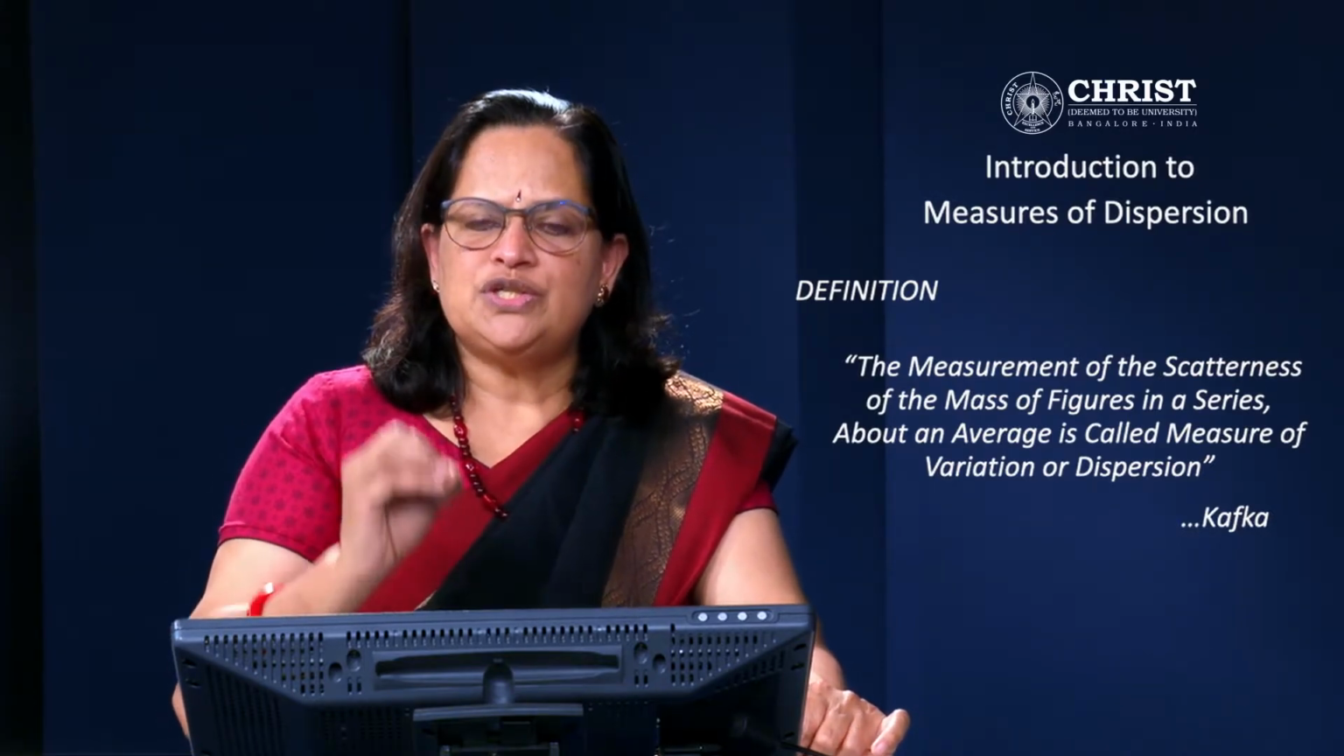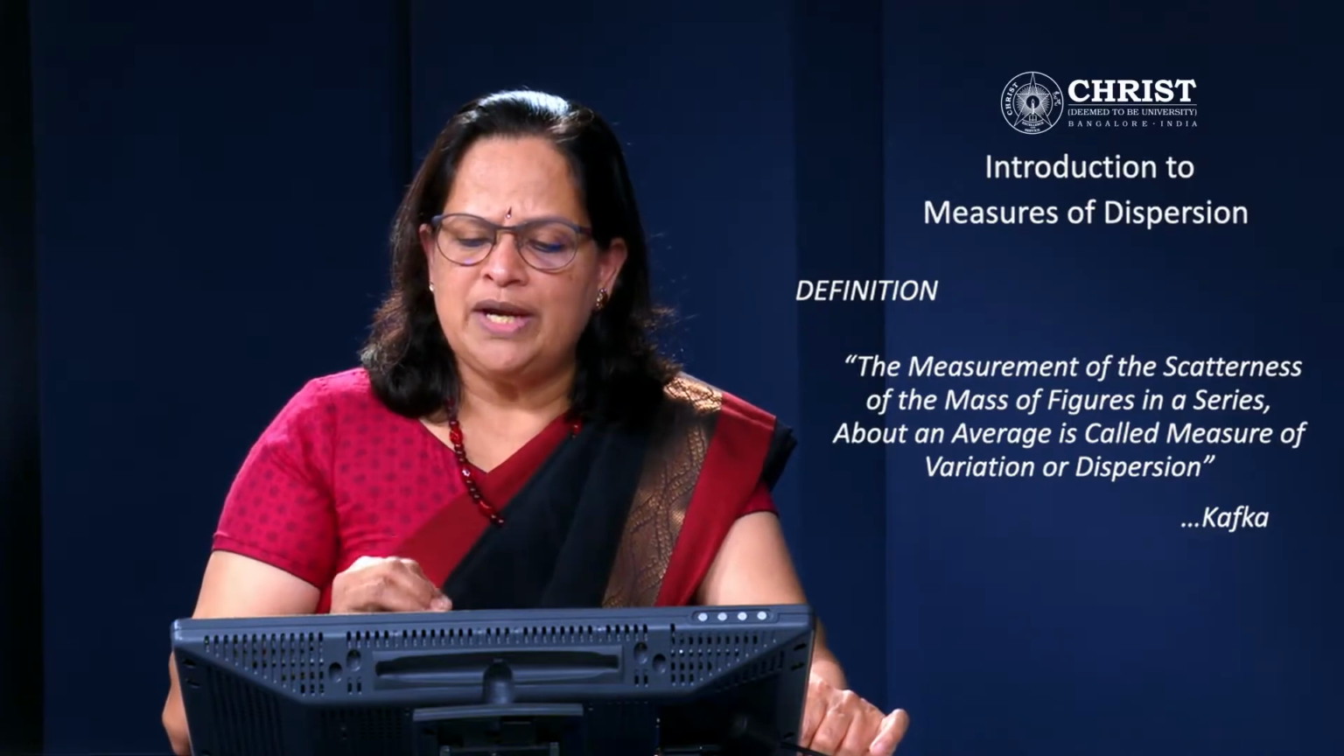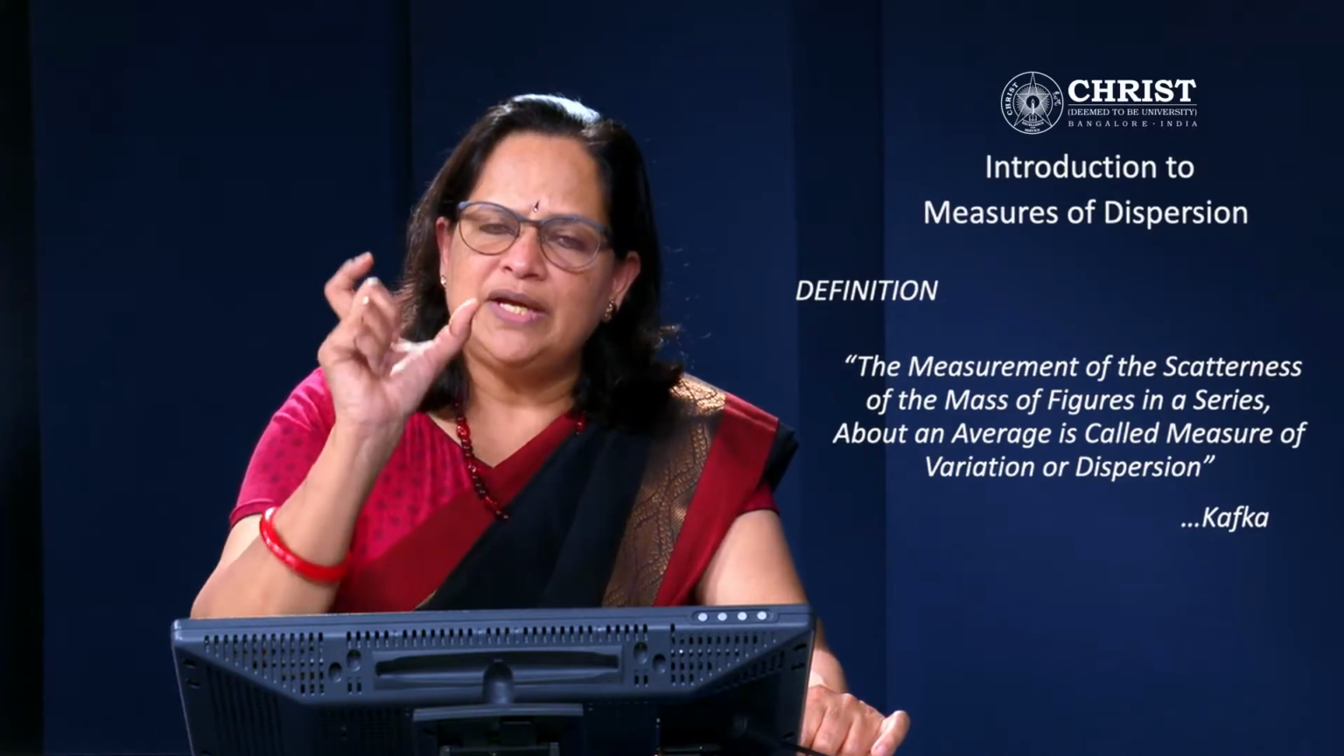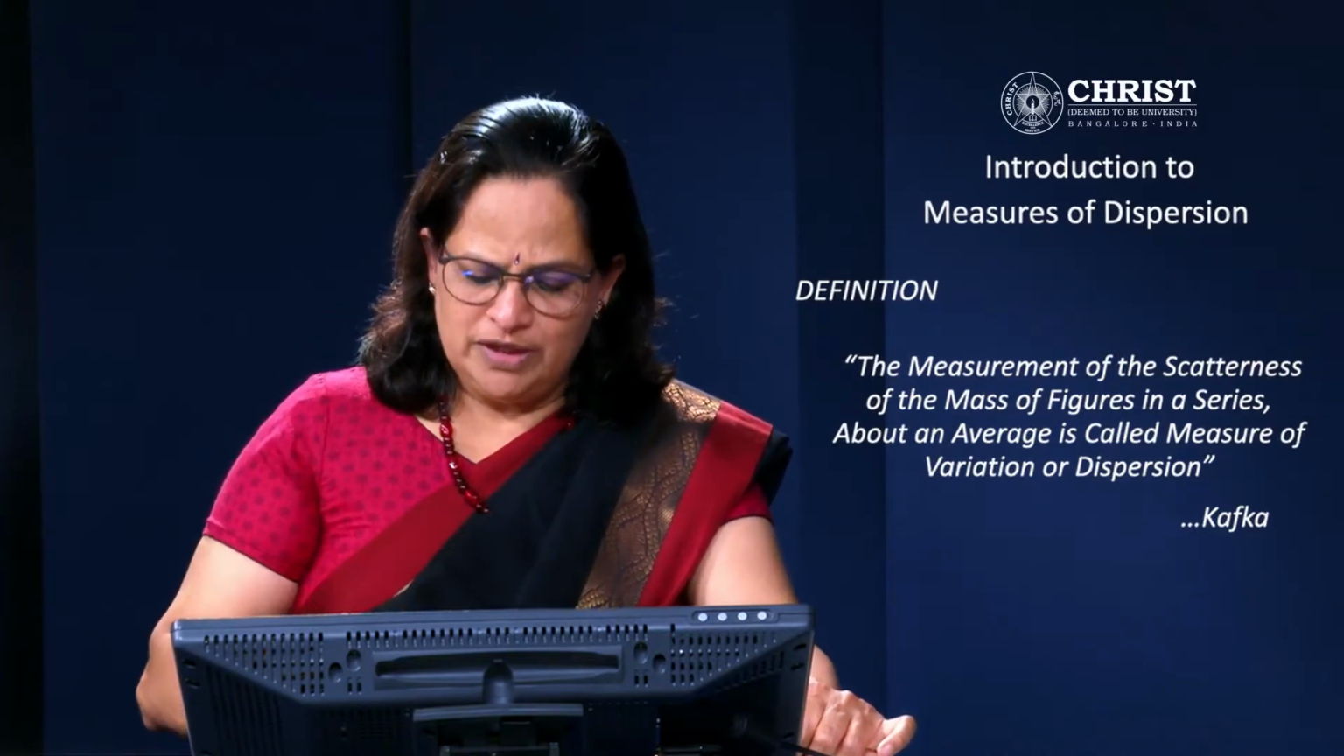So measure of dispersion, in simple terms if you say, it's the spread or scatter of item values from a measure of central tendency. And the measure of central tendency we use is always mean.